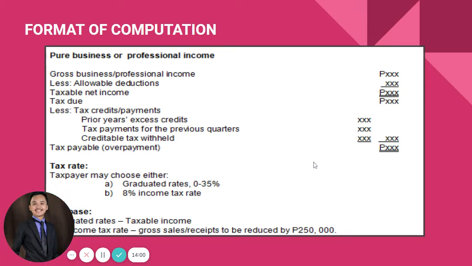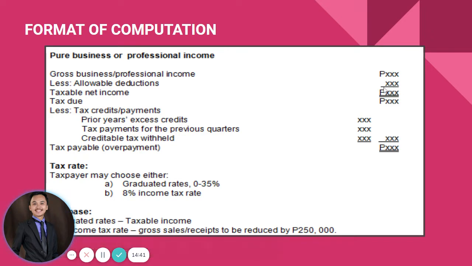Okay? Now, take note, in the TRAIN law, starting January 1, 2018, when it took effect, it actually gave an option to taxpayers whether to be taxed at graduated rates or to be taxed at 8% income tax rate. So the taxpayer may choose on what manner they may be taxed. They may choose to be taxed at graduated rates or at 8% income tax. Tax base, guys, if graduated rate ang option ni taxpayer, then therefore taxable income.